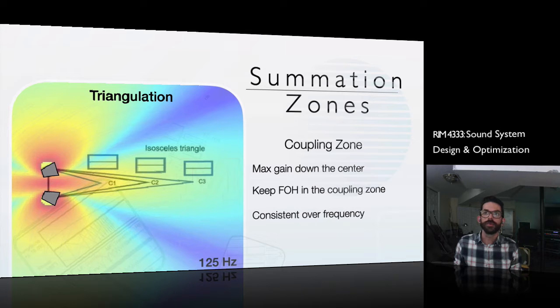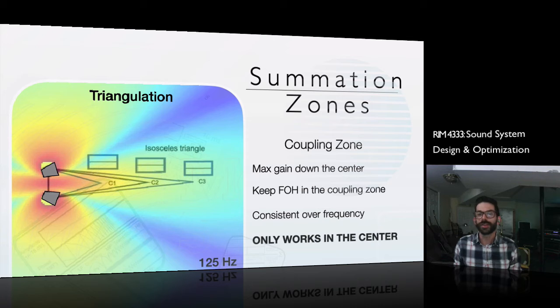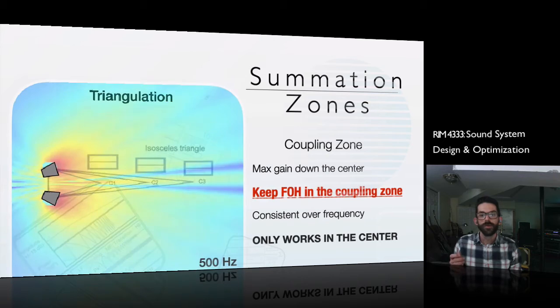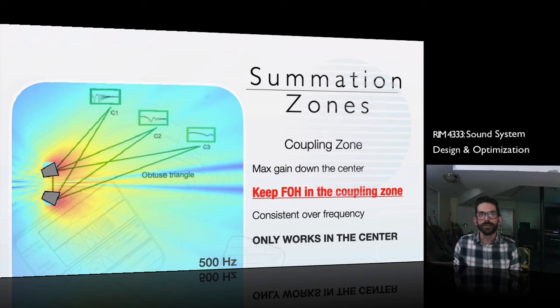Now, there is going to be a caveat here. This is only the case in the center of the space. So again, this is why we keep front of house in the center of the room, to maximize our coupling for our mixing engineers. Because if we look, when we start moving off center, then we're moving into a more obtuse triangular pattern, and this is where we start to transition into the zone of comb filtering.